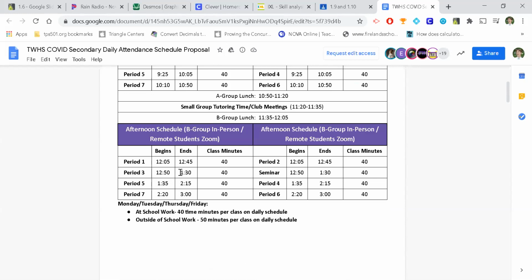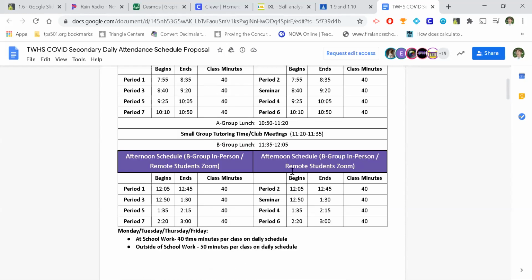Since you're only going to school half, you might ask, what am I doing during the other half when I'm not in person or when I'm not Zooming in? Then you have 50 minutes that each class is supposed to give you to work on your own whenever it's most convenient for you. So really, these are all 90, but 50 of the minutes are going to happen on your own time that day whenever you can.